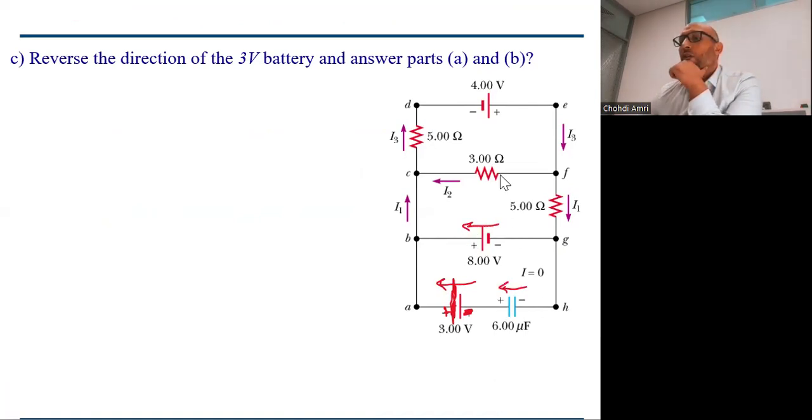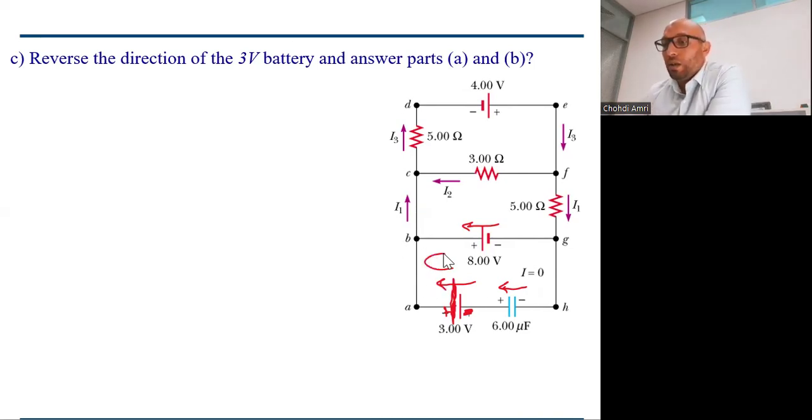So there is no effect on the currents I1, I2 and I3, because the current in this loop is 0, and the battery is connected to the lower loop. So it will not affect the currents I1, I2, and I3.